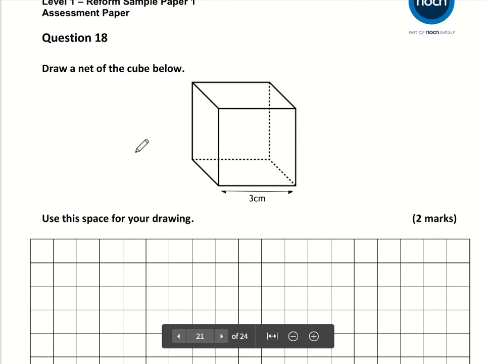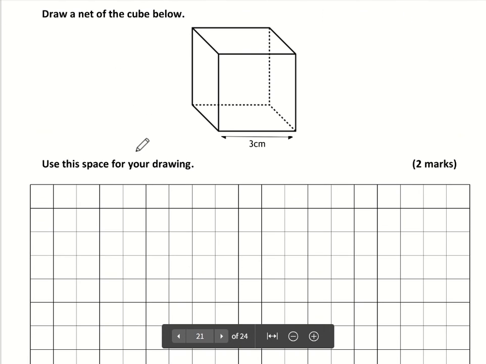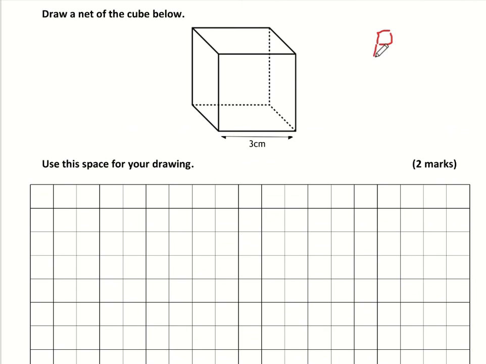Okay, draw a net of a cube. So I always remember that the net of a cube is 4 squares on top of each other, with 1 square on the left and 1 square on the right. The square on the left can be anywhere on the left, so can the one on the right. They don't need to be opposite each other either.